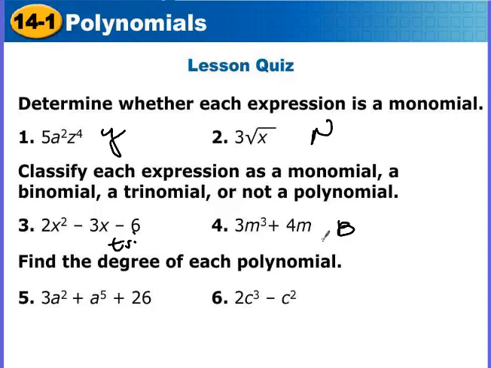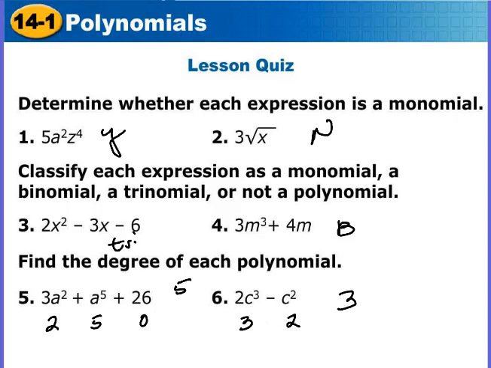Okay. Now find the degree of each polynomial. So here we got this 3a to the second is to the second power, or second degree. This a to the fifth is to the fifth degree. This 26 is to the 0th degree. Okay, so what's the degree of the whole thing? 5. Remember, you just take the one that's got the biggest. Okay, king of the hill. Okay, for 6, this one is to the third power, or third degree. This one's to the second power, so it's second degree. So what's the power of the whole polynomial? 3. Remember, you only take the strongest. You don't add them together.